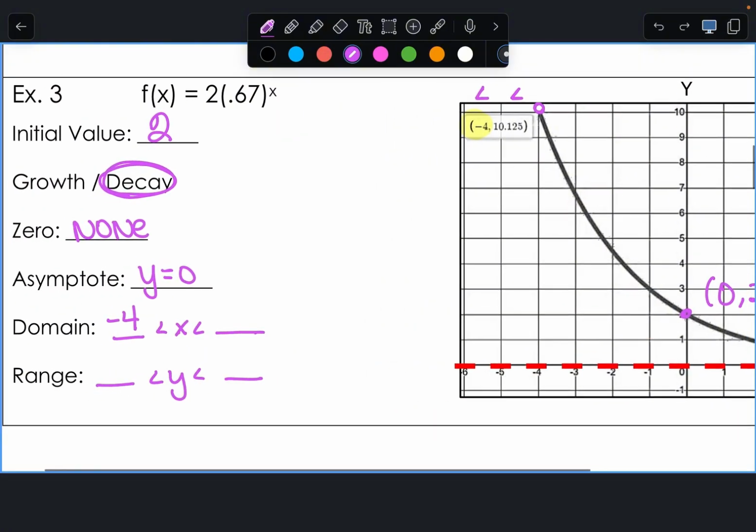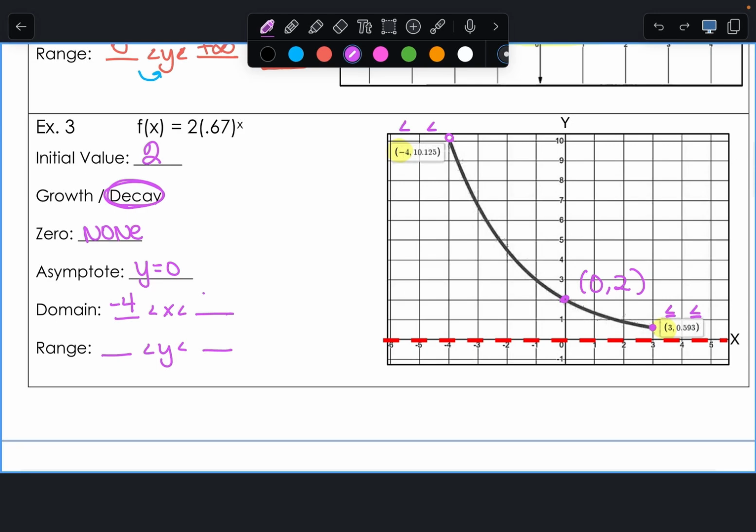-4, you're going to leave the inequality alone. What's the highest x value? 3. But the 3 is a closed circle, so you underline it. You have numbers on both sides. You keep everything.